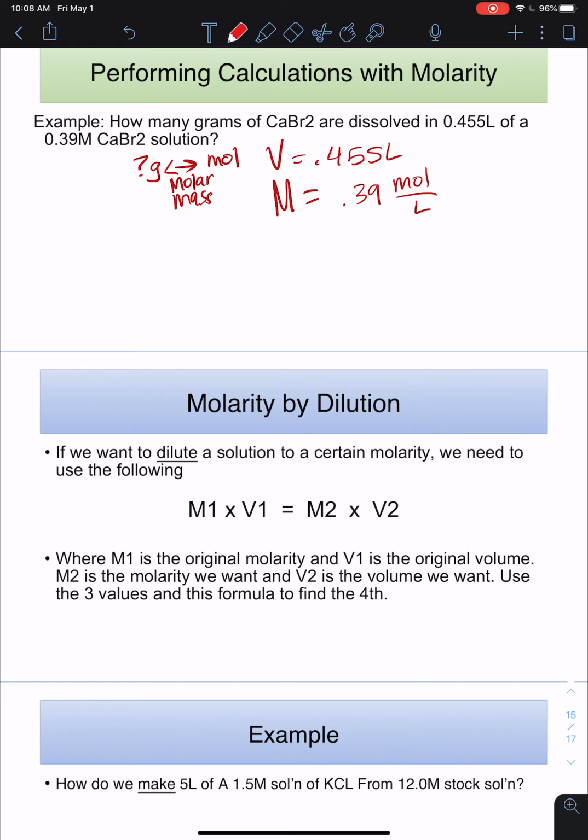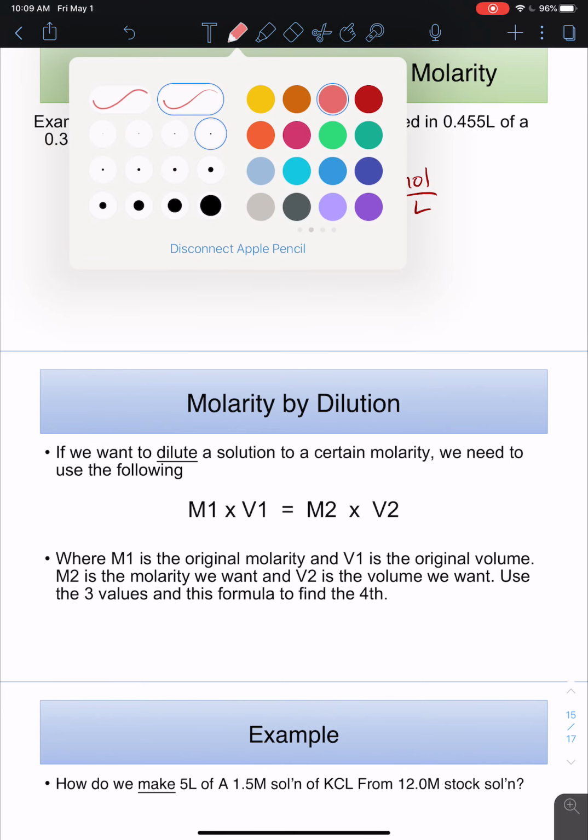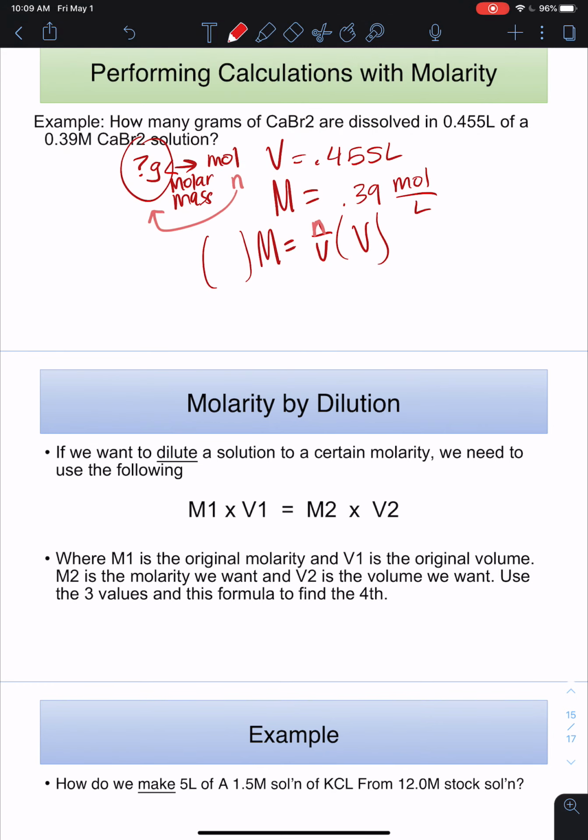Okay, so again, we know M equals N over V, and we want to solve for G. Well, there is no G in this equation, right? But there is an N. So we are actually going to solve for N first, and then once we solve for N, we can backtrack to G. So we need to rearrange this equation to get N by itself. To do that, we want to multiply both sides by V, and that means V will cancel, and we get VM equals N. And now, as you can see, N is by itself, so we can just plug in these values. Okay, that's a whole lot of errors.